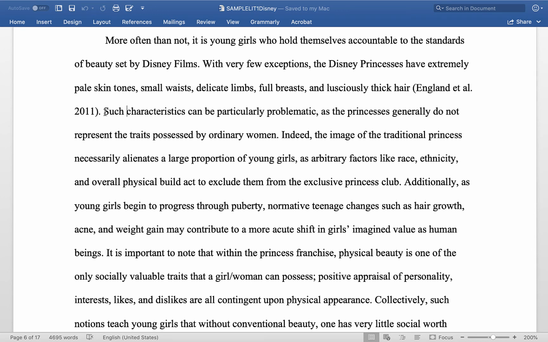And then, okay, cool. So what does that have to do with her research study? Well, she connects this back, right? She talks about such characteristics can be particularly problematic as the princesses generally do not represent the traits possessed by ordinary women. "Indeed, the image of traditional princess necessarily alienates a large proportion of young girls, as arbitrary factors like race, ethnicity, and overall physical build act to exclude them from the exclusive princess club."